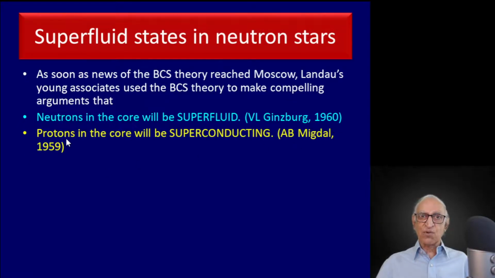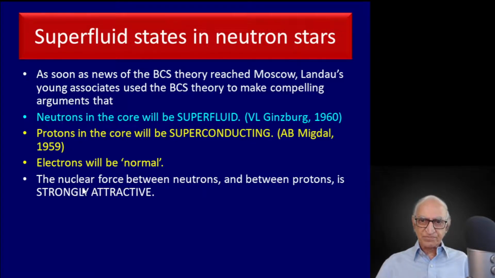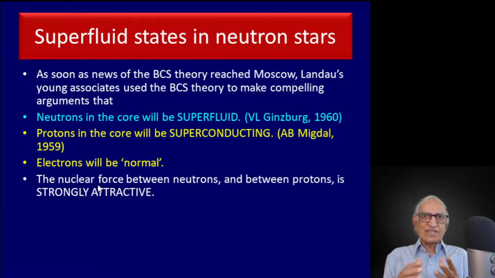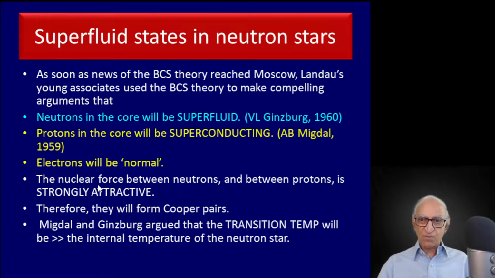Migdal, 1 year earlier, said the protons in the core of a neutron star will be superconducting. But the electrons will be normal because they are light and still moving fast. Now, you need an attractive force between two protons and two neutrons to make them a superconductor or a superfluid. In the case of electrons in metals, you have to go through this lattice mediation and so on. Here, you don't have to do anything. The force between two neutrons, the force between two protons is naturally attractive and incredibly strong. This is the strong nuclear force. Therefore, they will form Cooper pairs. And as long as the temperature of the star is below the calculated transition temperature, they will become superconducting.